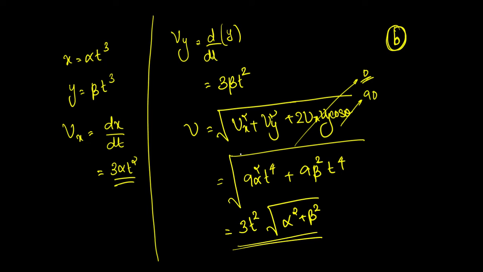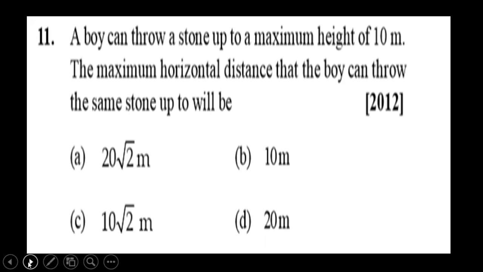So can we just go to the second question? So the second question is as follows. A boy can throw a stone up a maximum height of 10 meters. The maximum horizontal distance that the boy can throw the same stone up to will be. There are 4 options given. Let's do the question. So you guys pause the screen, take 2 minutes and try to finish it.